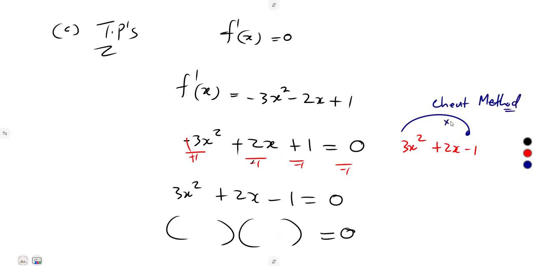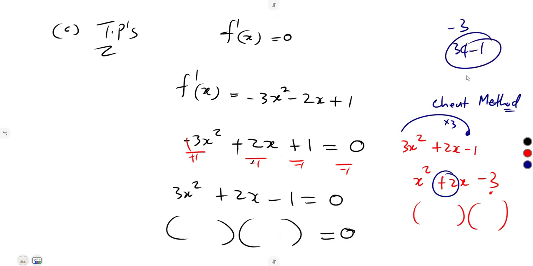All right, so just multiply by 3 here. 3 times negative 1 is going to be negative 3. So that will be x squared plus 2x minus 3. Then you factorize this, considering factors of negative 3 which add up to 2. That's 3 and negative 1. So it's going to be (x + 3)(x - 1).